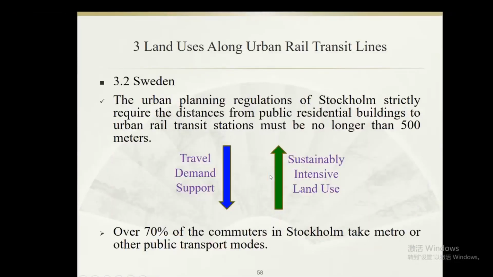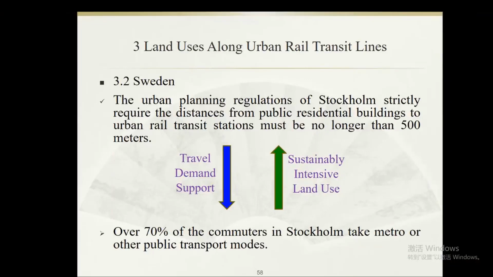The urban planning regulations of Stockholm strictly require that the distances from public residential buildings to an urban rail transit station must be no longer than 500 meters. This is a very strict law in Stockholm. If you want to build one public building, okay, it must be within 500 meters of one metro station, or it is forbidden.